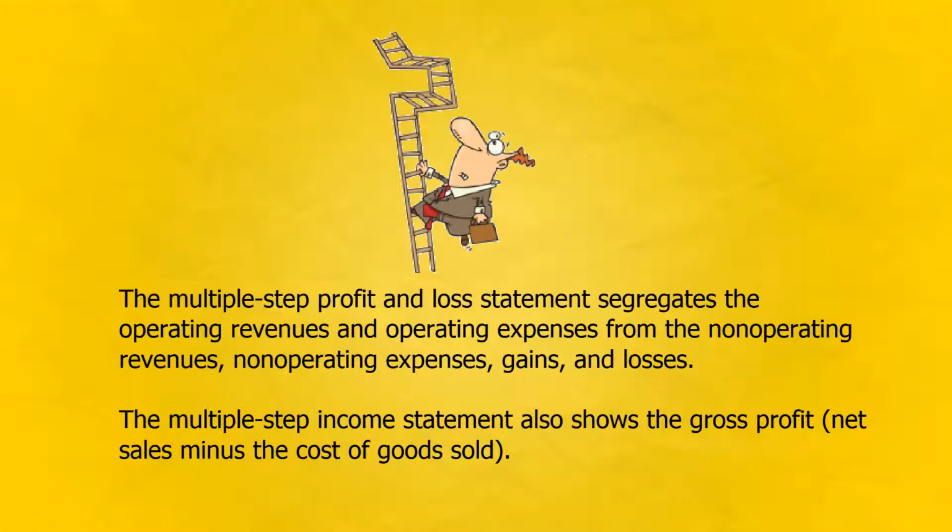The multiple-step profit and loss statement segregates the operating revenues and operating expenses from the non-operating revenues, non-operating expenses, gains, and losses. The multiple-step income statement also shows the gross profit, net sales minus the cost of goods sold.